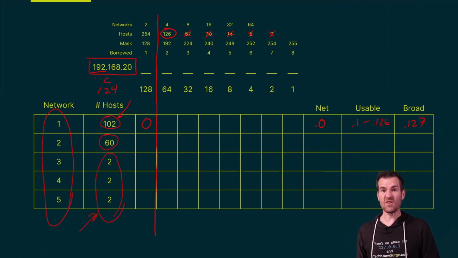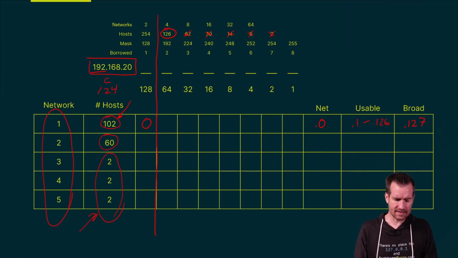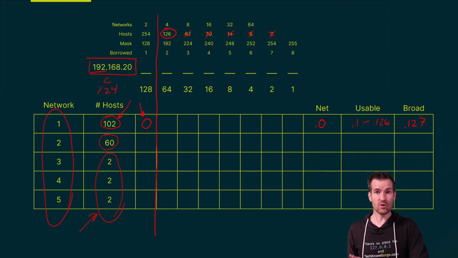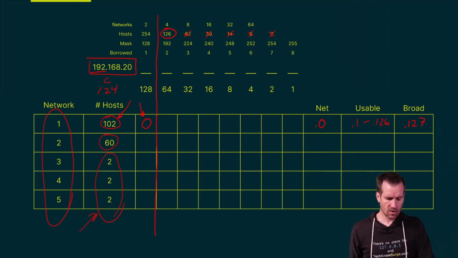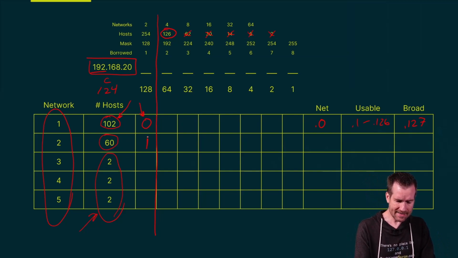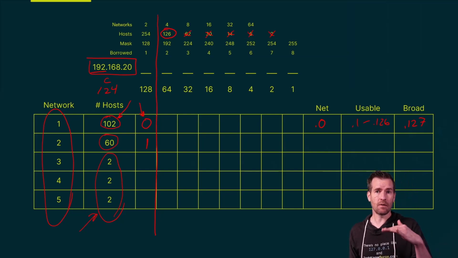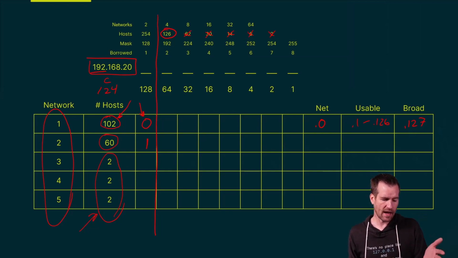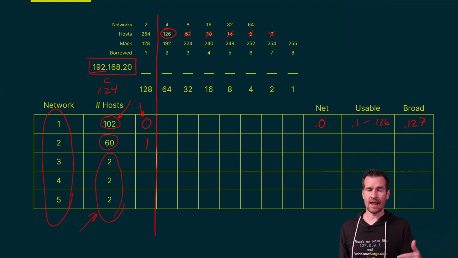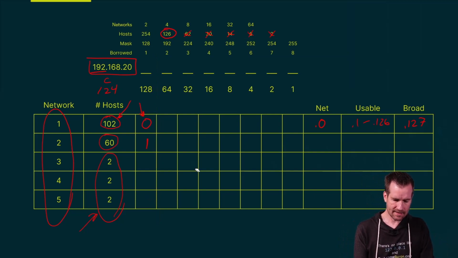All right, we've used up that whole range, so no other addresses can have a 0 at the beginning of this, because we've used up all of the addresses there. So next one I'm going to do is the next address has to start with a 1. And if you have multiple networks like this, usually it's easiest to start with the largest network first. So that's why we're starting with this 102. Now we're going down to the 60. Let's see what that looks like.